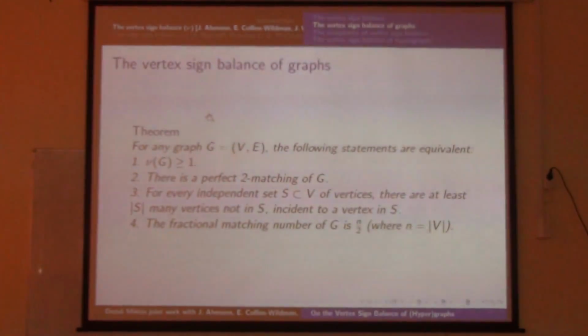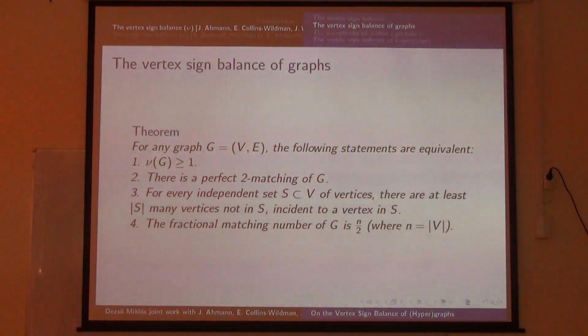So here is the first theorem which we found about the vertex sign balance. The question is, it can be even 0, but when is it non-trivial? When is it at least 1? The second, third, and fourth statements of this theorem were of course known to be equivalent earlier, but we have also proven that they are equivalent to the case when the vertex sign balance is at least 1.